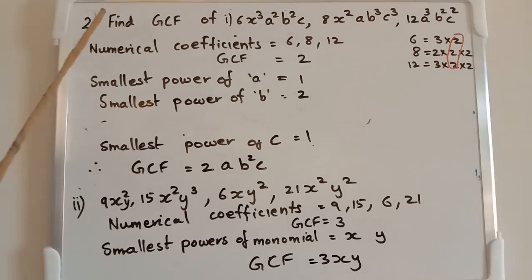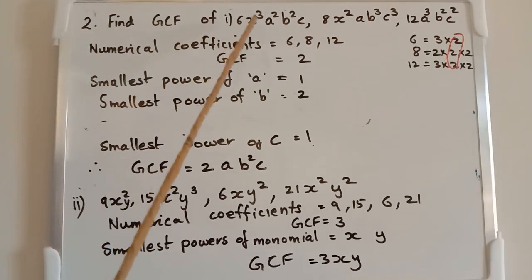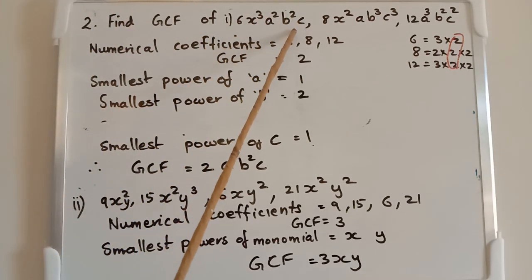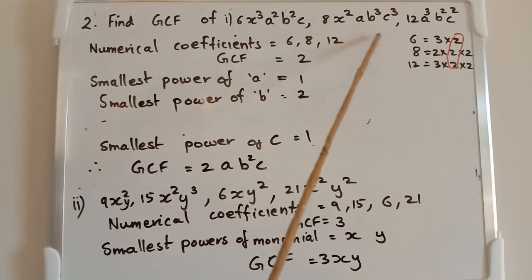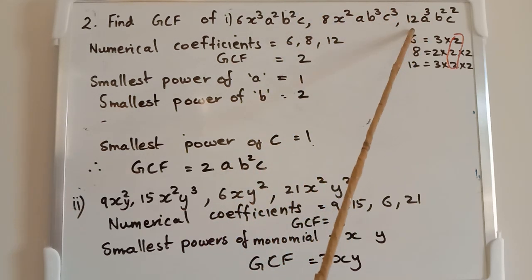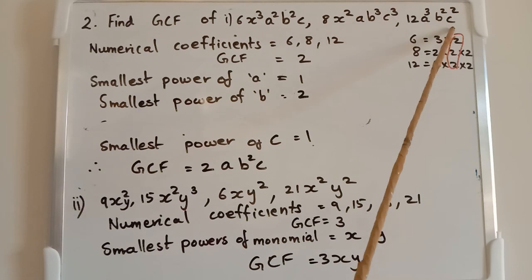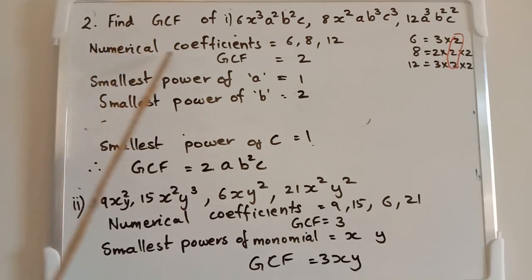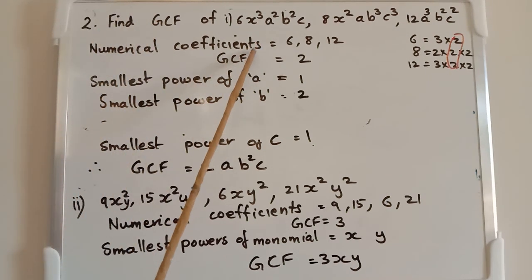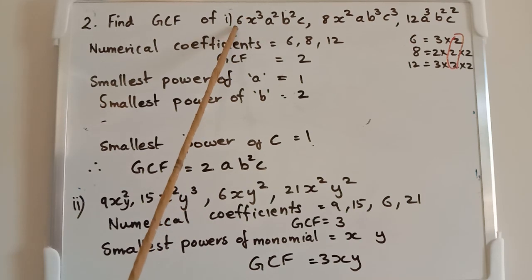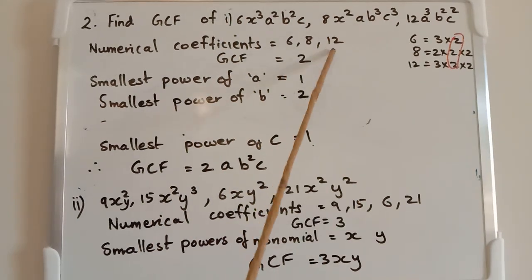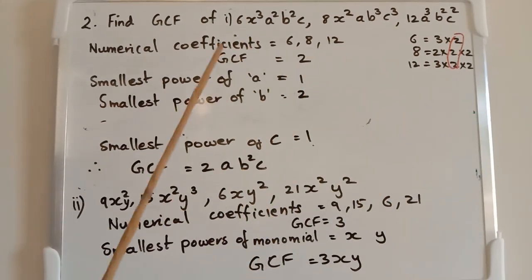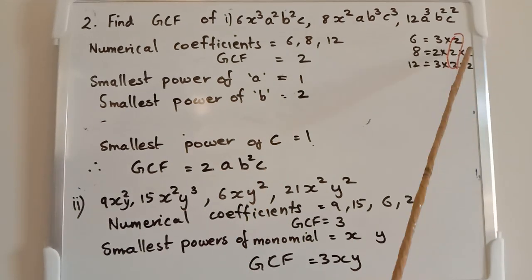The question is, find the GCF of 6x cube a square b square c, 8x square a b cube c cube, 12 a cube b square c square. In this we find the numerical coefficients. So we find 6, 8, 12. What is the GCF? 2. GCF is 2. Which is the common factor?